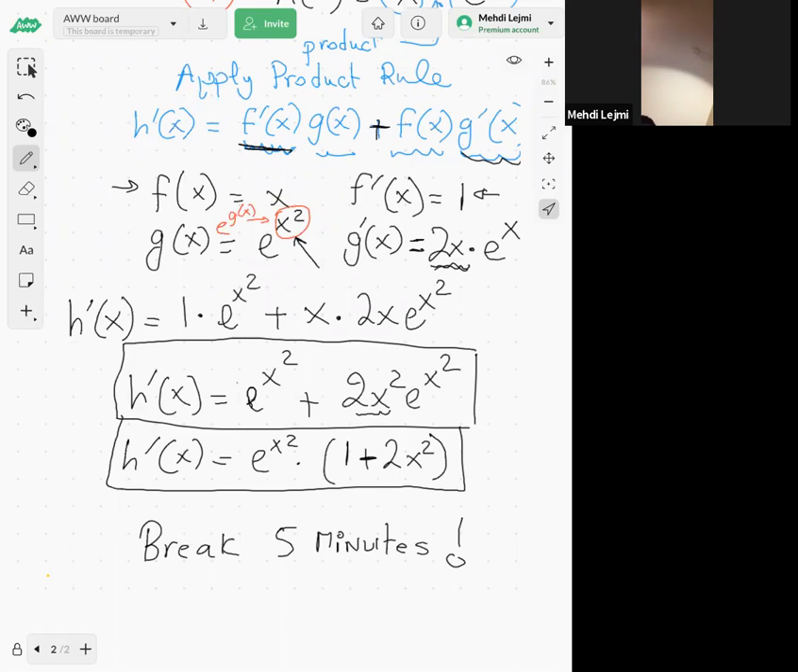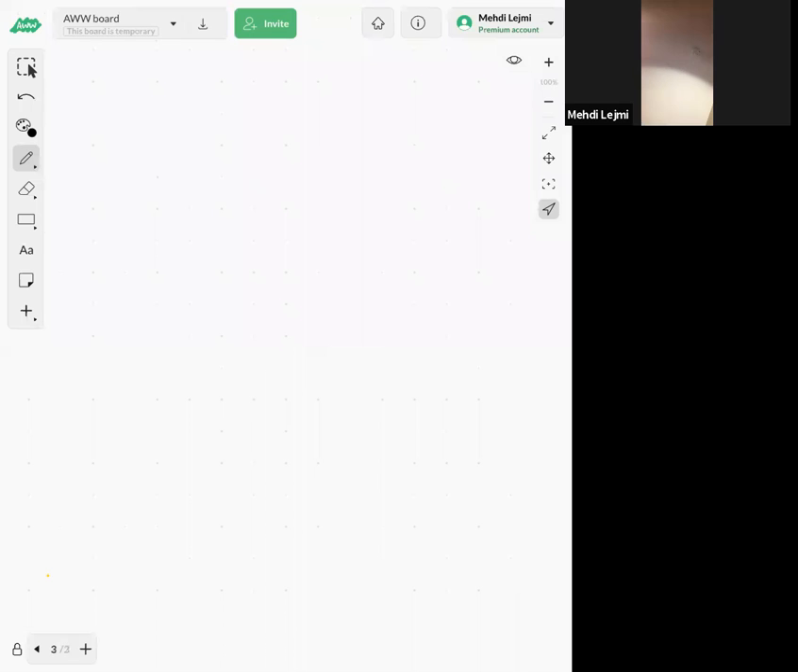All right, guys. So let's continue with the derivative. So after the exponential, now we have log. So now, derivative of logarithmic functions.